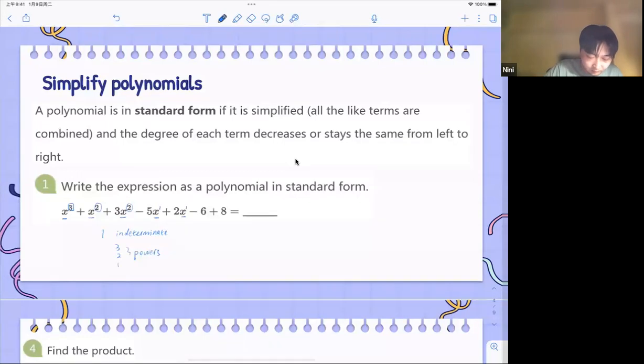So we need to firstly separate them. For x to the power of 3, we only have one of them, which is x to the power of 3. So we write it down here, and we plus how many x to the power of 2? We have 1 x to the power of 2, and we have 3 x to the power of 2. So add them together, that is 4.